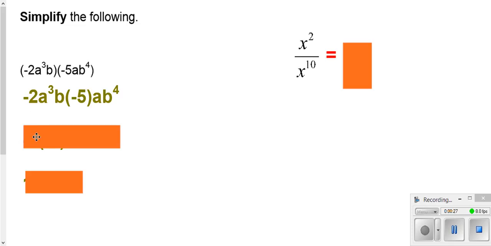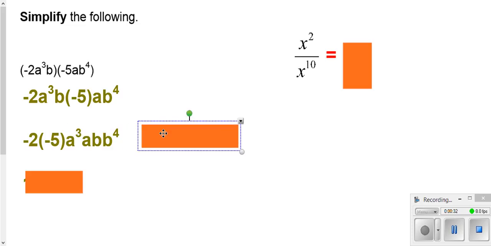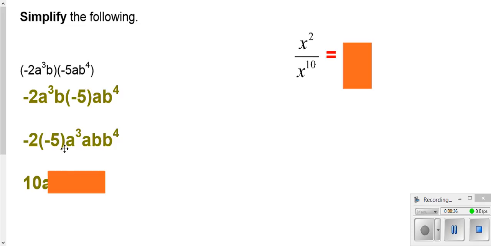So I'm going to put the numbers together, and then I'm going to put the a's together, and then I'll put the b's together. Well, negative 2 and negative 5 is 10. A to the first times a cubed is a to the fourth. B to the first times b cubed is b to the fifth.